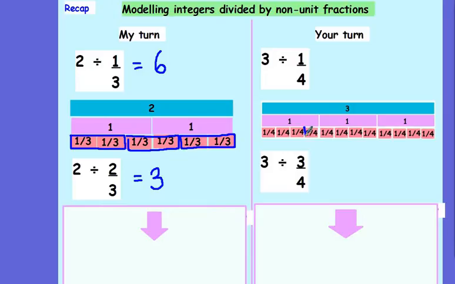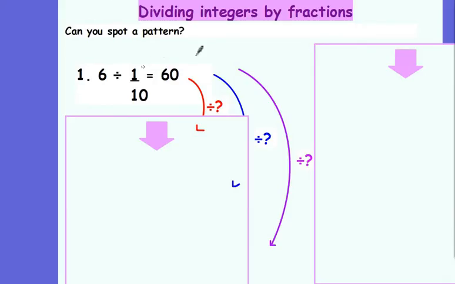Write the answer I was looking for. I'm splitting it into sets of 3/4, and I know there are 1, 2, 3, 4 lots of 3/4. For quarters, there are 1, 2, 3, 4, 5, 6, 7, 8, 9, 10, 11, 12. And today we're going to look at a different method for working out how to divide fractions.